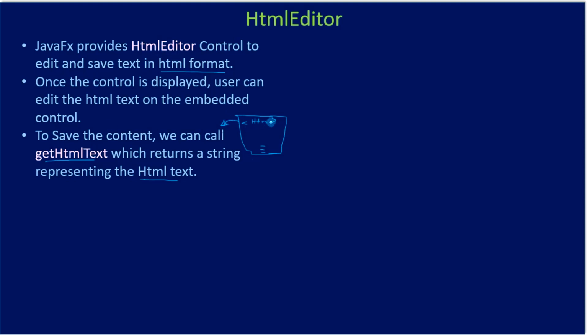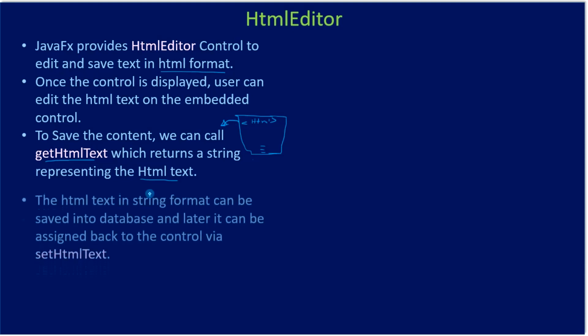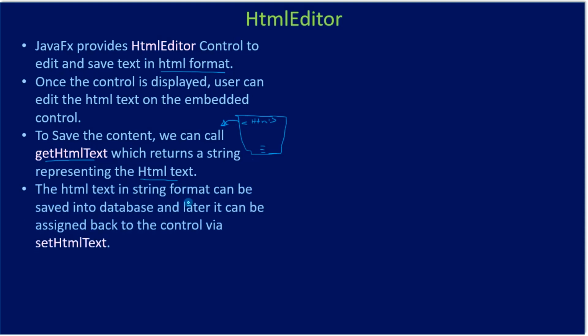So once you have the HTML in the form of a string, you can even save that in the database, or you can save that as a file. Later, the HTML text in string format can be saved into a database, or you can save that as a .html file also. Later, the saved content, whether it is in a database or in a flat file, can be retrieved and assigned back to the control via setHtmlText.